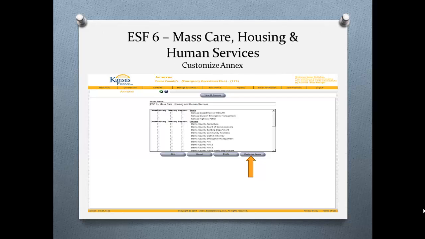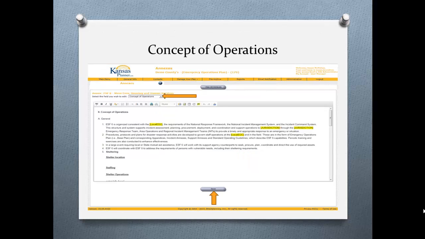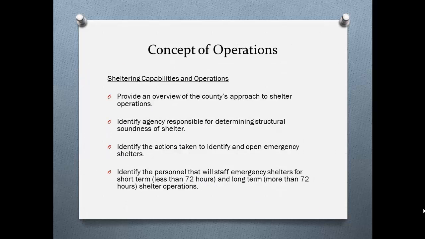After you've done that, you will click on Customize Annex. And up on the left, there will be a drop-down screen, and you will click on Concept of Operations. Once that screen comes up, under A, General, you will add the following information. First topic is sheltering capabilities and operations. You'll provide an overview of the county's approach to shelter operations.